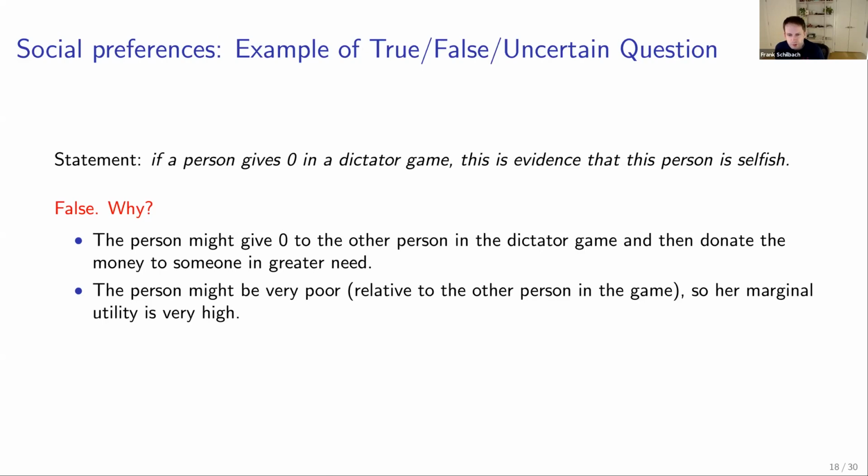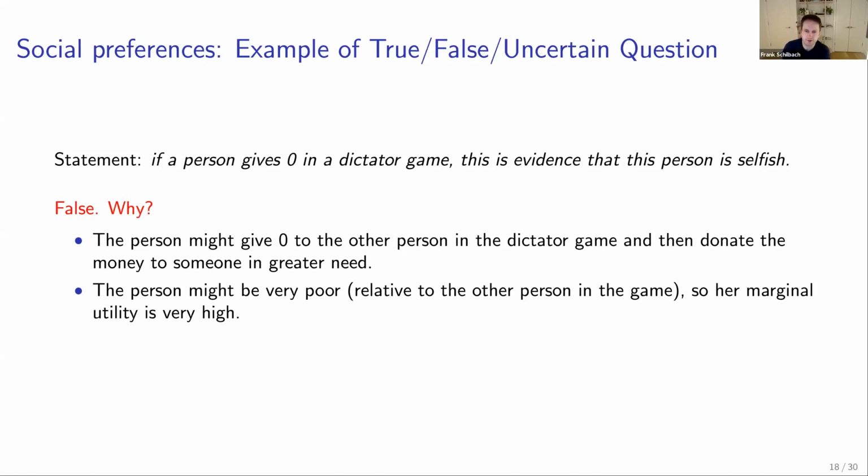Second, the person might be very poor relative to the other person in the game, so her marginal utility is just very high. Even if you have equal weights on your own utility and the other person's utility, since the marginal utility of giving $10 to yourself is way higher than the other person's marginal utility, you might just give everything to yourself. And that doesn't mean you don't care about others. Even if you were a social planner, you would give it to that person because that person is in huge need, while the rich person might not really need that money. Looking at this more closely, actually, I think uncertain would be a better answer here, and not false.